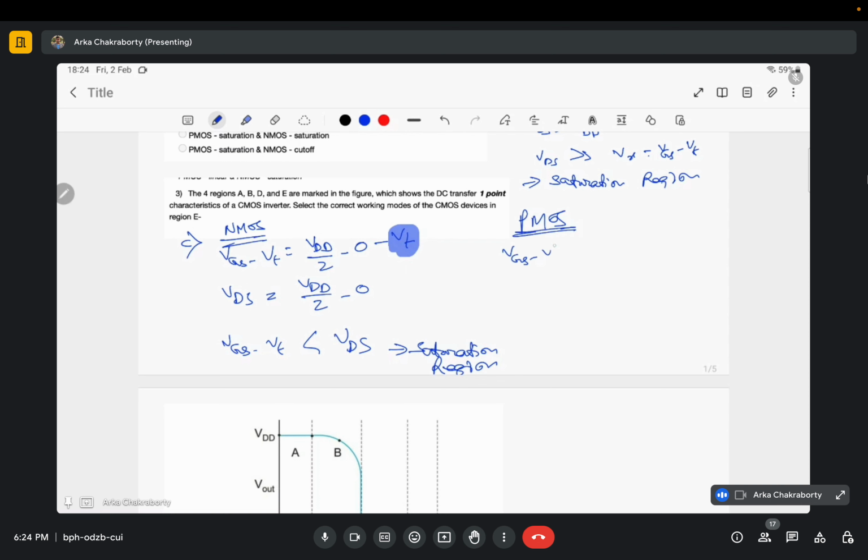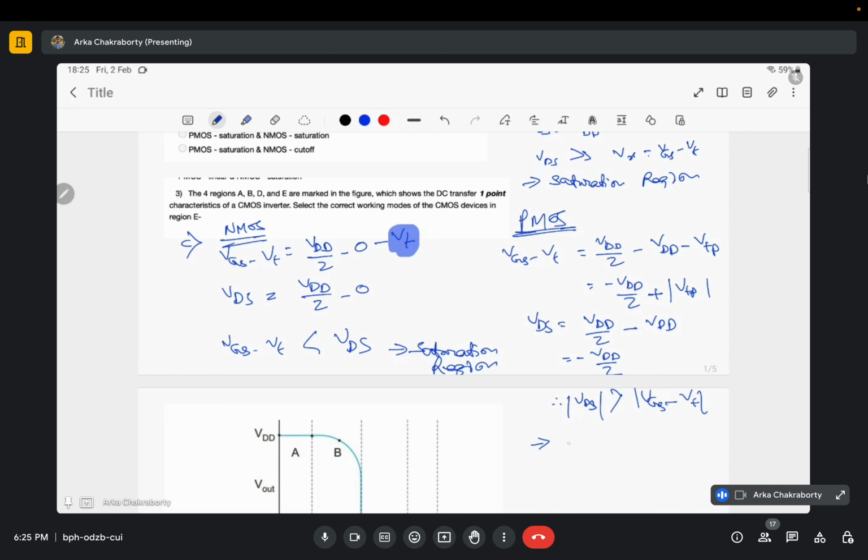My VGS minus VT would be VDD by 2 minus VDD minus VTP. So, minus VDD by 2 minus VTP, and here VTP is negative, so plus mod VTP. And VDS would be: drain voltage is VDD by 2 and source is VDD, so minus VDD by 2. Therefore mod of VDS is greater than mod of VGS minus VT, so this PMOS is also in saturation region.